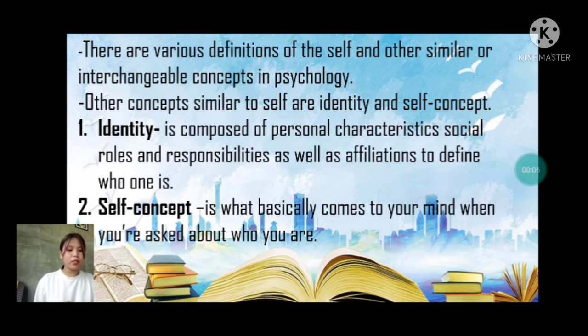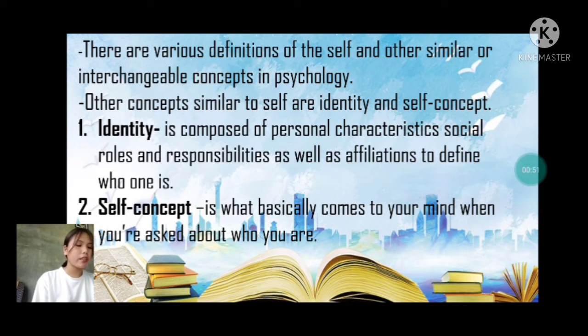In our previous lesson, we were able to identify the definition of the self. The self is unitary, the self is also independent, and we were able to explain how the self develops in the social environment and in the family. Now, we identify the definition of the self based on the concepts of psychology. There are various definitions of the self and other similar or interchangeable concepts in psychology. Other concepts similar to self are identity and self-concept.